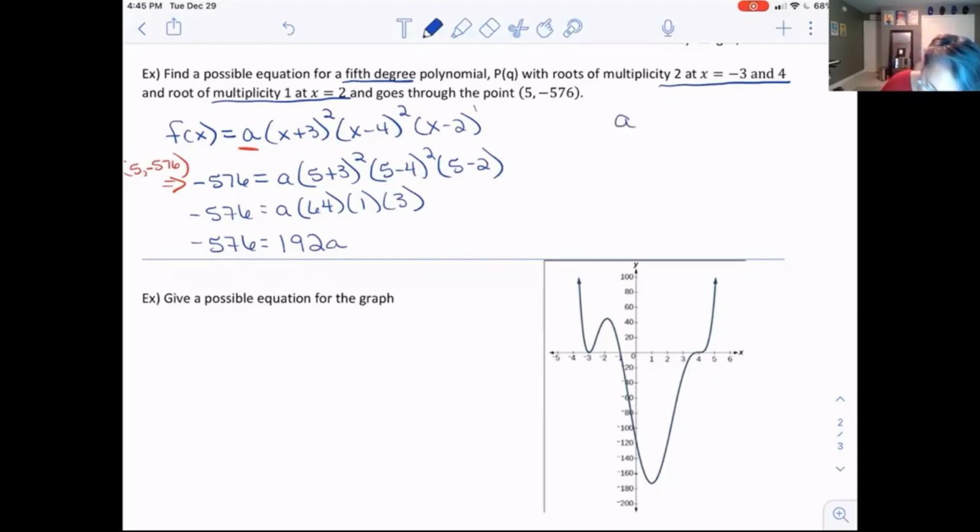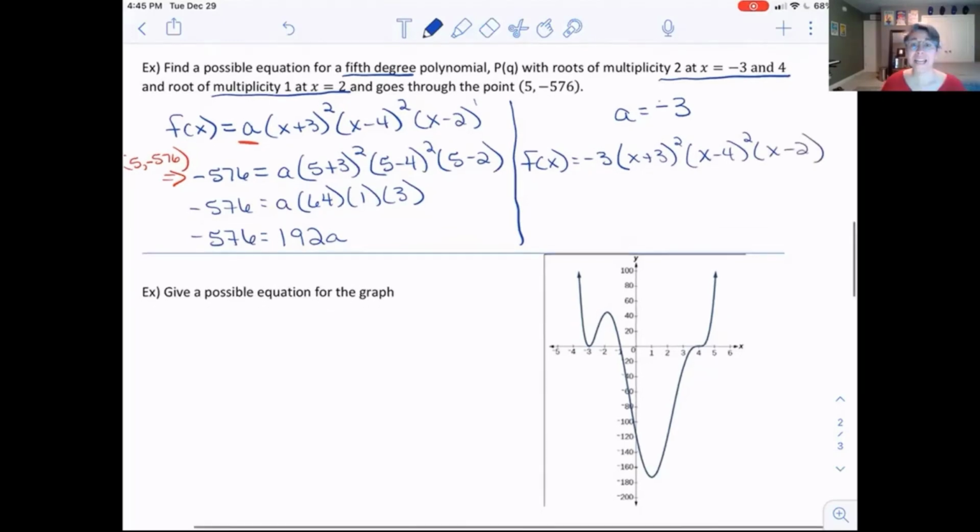So that means when we divide by 192, we get a to be negative 3. So our possible equation for this 5th degree polynomial is negative 3 times (x plus 3) squared times (x minus 4) squared times (x minus 2). Now in that example, they actually gave us the zeros. They listed it in words, and then they gave us another point.